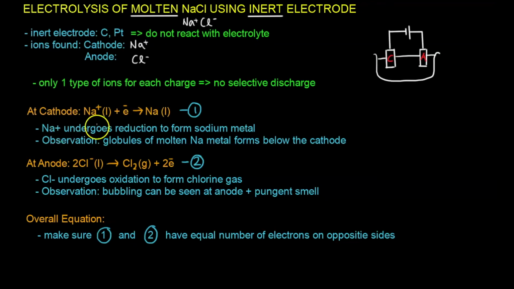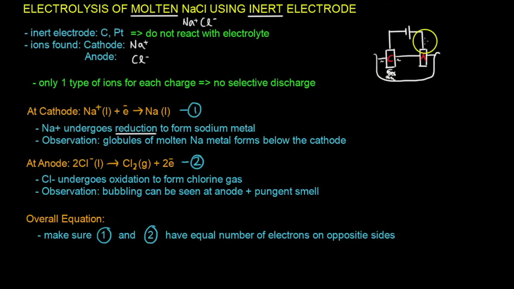You can see that Na plus undergoes reduction to form sodium metal. So this is the reaction that's happening, and the keyword here is reduction. The observation is that globules of molten Na metal will form below the cathode. So this is my cathode, and you will see some globules start to form here. It may even sink down to the bottom, but usually it will just float around it. These are the globules that we are talking about here.